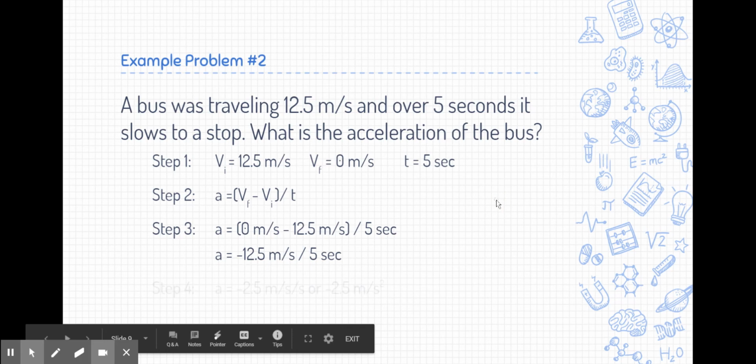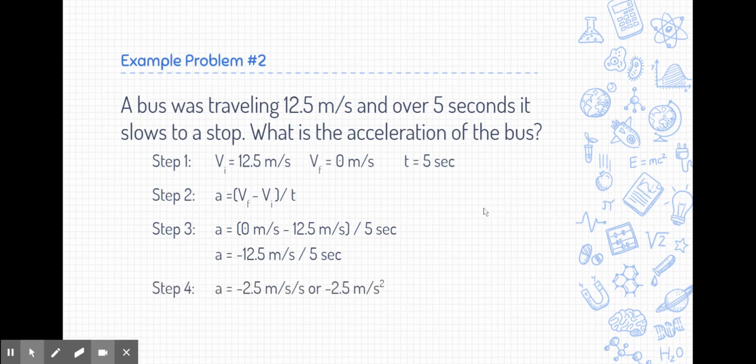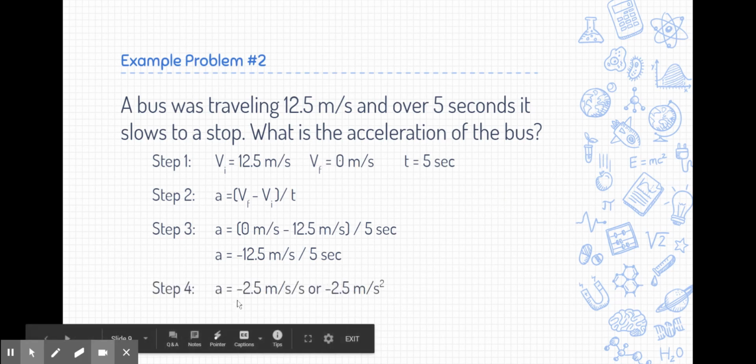When you plug that into your calculator, it's going to give you a final answer of negative 2.5 meters per second per second, or when the 2 time units are the exact same units, you're able to write negative 2.5 meters per second squared. If you ever see this, know that this is an acceleration unit as well. Meters per second squared and meters per second per second are the exact same units.